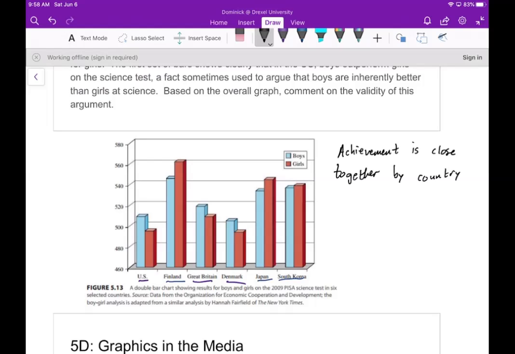But it seems that depending on which country you are, the boys will do better or the girls will do better, right? So it seems that no gender has a particular advantage. I should say neither gender.